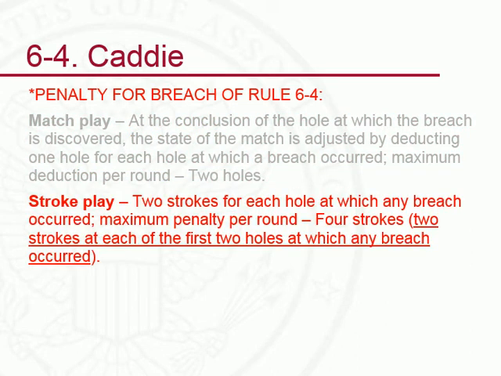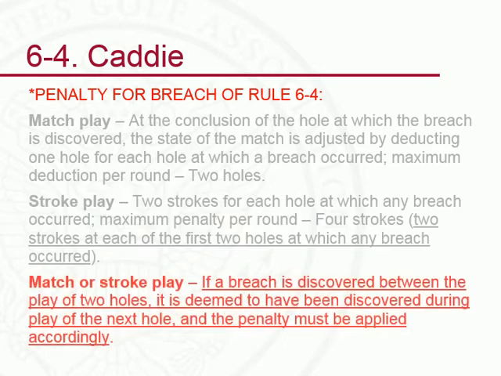Now in stroke play, the penalty will be 2 strokes for each hole at which the breach occurred, and again a maximum penalty per round will be 4 strokes, 2 strokes at each of the first 2 holes at which any breach occurred. If a breach is discovered between the play of 2 holes, it is deemed to have been discovered during play of the next hole, and the penalty must be applied accordingly.